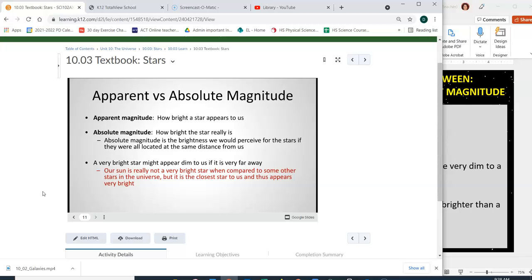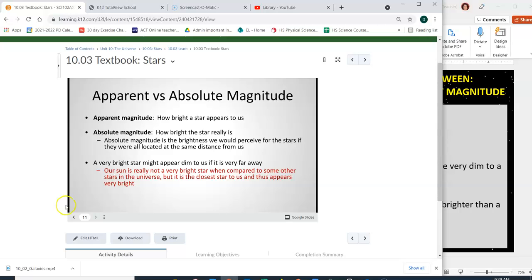But absolute magnitude, an easier way to really think about it is if they are exactly the same distance, one will be brighter than the other. That's the actual amount of light it's giving off that's causing that brightness because they're the same distance away. So absolute magnitude is how bright is it really? How much light is it actually giving off? If both stars were right next to each other and they're the same distance from you, you could measure how much light is being given off by each star, and then that's the absolute magnitude.